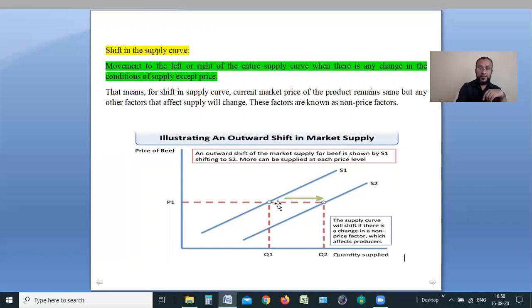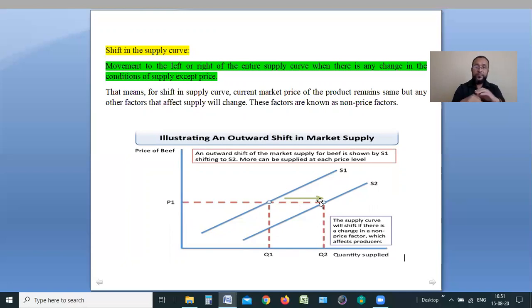So supply will increase from Q1 to Q2 at the same price. This is called the shift of the supply curve, and this is known as the outward shift of the supply curve. From supply curve S1 to supply curve S2 is called the outward shift of the supply curve, and it happens due to a change in any factor which is favorable for the business.